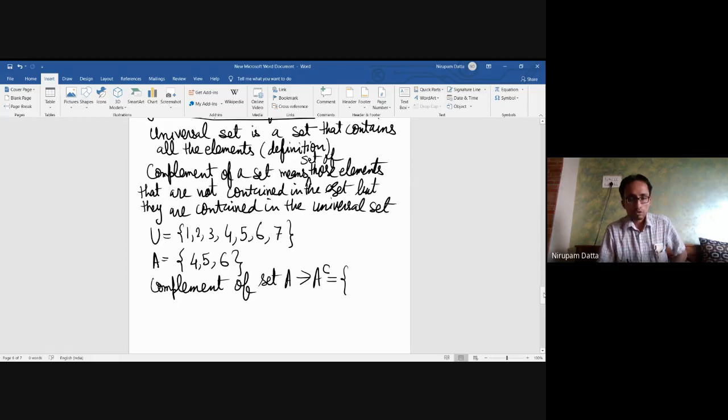Okay, so we know the elements of set A: 4, 5, 6. What are the elements of the universal set? 1, 2, 3, 4, 5, 6, 7. So what should be the complement of set A, that is A superscript C? Those elements which are not contained in set A, but are contained in the universal set. So what are those elements? They are 1, 2, 3, and 7.